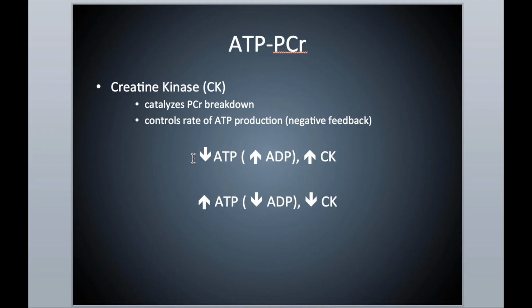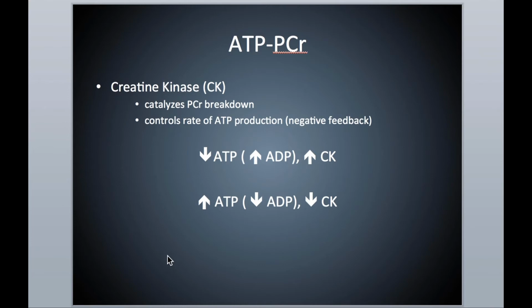So our ATP levels within the muscles are starting to go down. That translates into an increase in ADP. We also have a bunch of inorganic phosphate floating around as well. But we're using up that ATP, and that ADP is on the rise. So this decrease in the ATP causes an increase in the activity of creatine kinase.